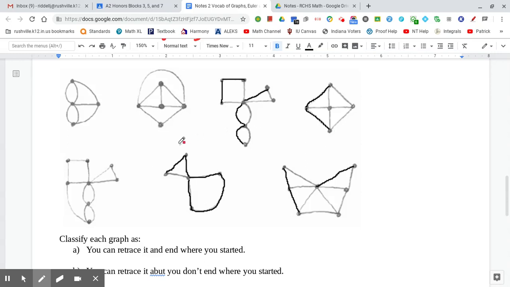I would suggest that you pause the video and use your finger to play around with it. If I start with this vertex right here, can I go to all the other ones and retrace it? And no, I can't. So I did the first one for you. This is a C. It's actually the same graph that we looked at before. Then try to do the same for the other 6 graphs.